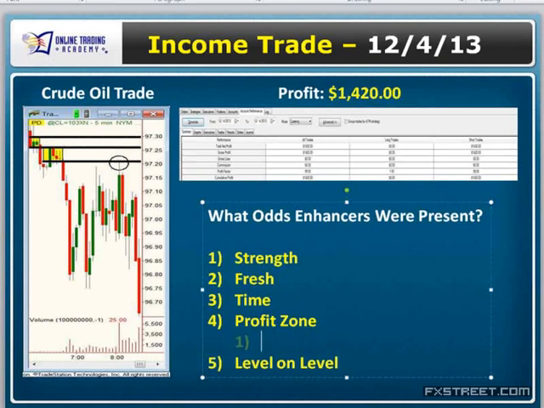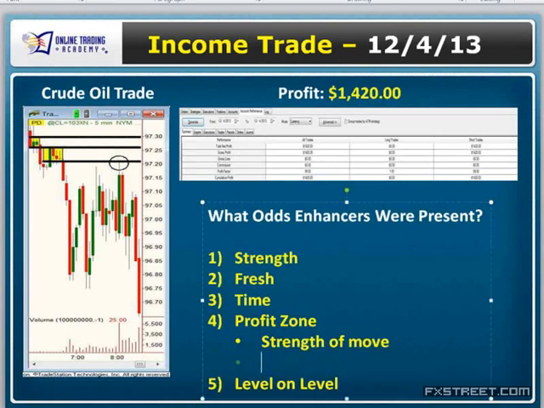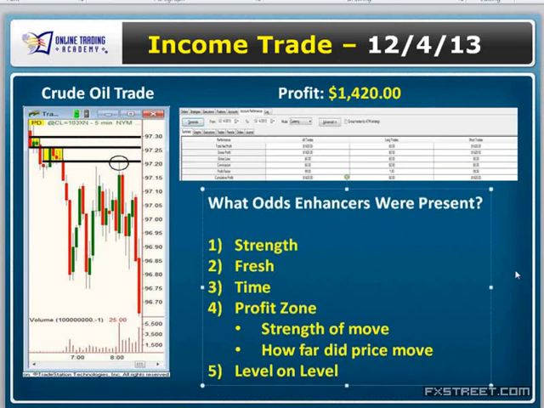So if we do this, let me do that. Strength of move and how far did price move before returning back to the level. Okay. Make sense? Now that second one, both of those hit on two things, probability and profit margin. So the farther price moves away from the area, think of it like this.